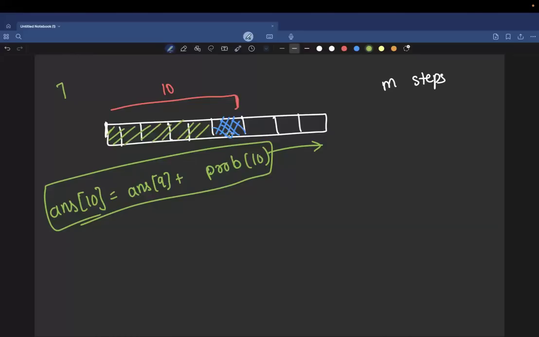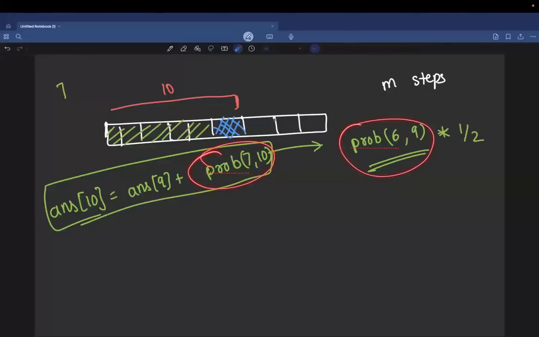Now the probability for the person to die on the 10th step would be the probability for 7 people dying on the 10th step, which would be nothing but the probability for 6 people dying among the first 9 steps multiplied with 1 by 2, right? Now for the probability of 6 people, actually these two are different.